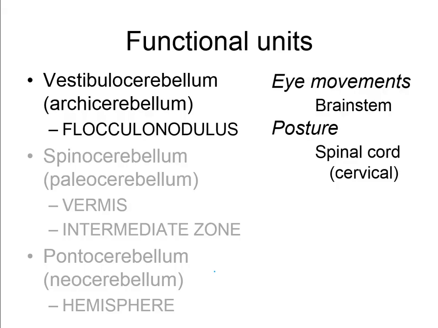All right. So when we think about functional units, stepping back, we think about flocculonodulus, hard to visualize on any of those cuts. We can see it in the gross, and we'll look at gross cerebellum today. We're going to cut cerebellum. I'll come through the labs and help. It's going to be responsible for eye movements with connection to brain, posture with connections down to cord. Okay?